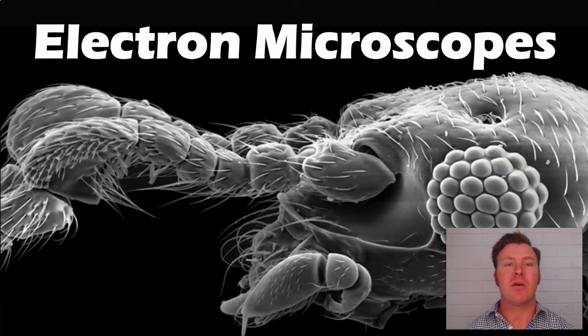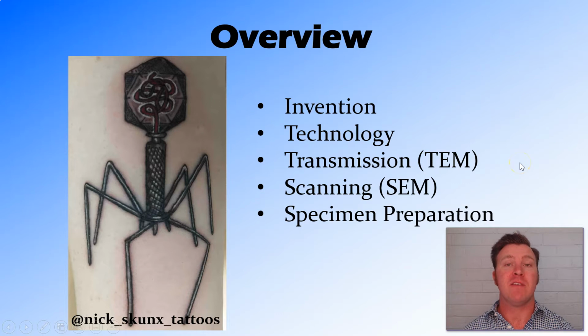G'day team, in this video we're going to talk about electron microscopes. We're going to talk about the invention of electron microscopes, the technology that's actually involved in them, and then look at the two main types of microscopes, the transmission electron microscope and the scanning electron microscope. And then I'm going to talk briefly about the specimen preparation that's necessary for these electron microscopes to work.